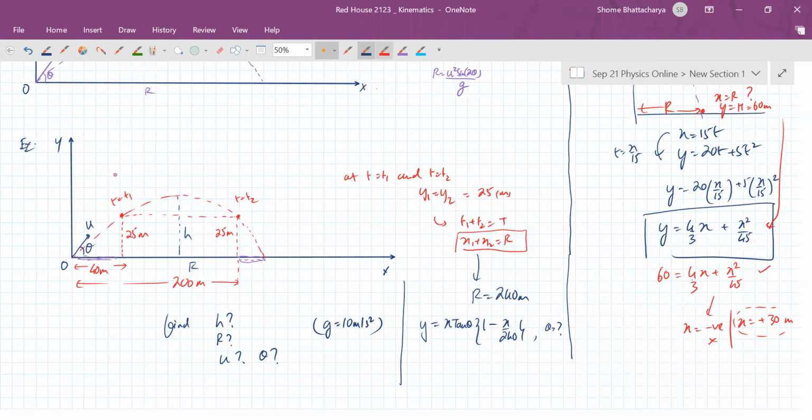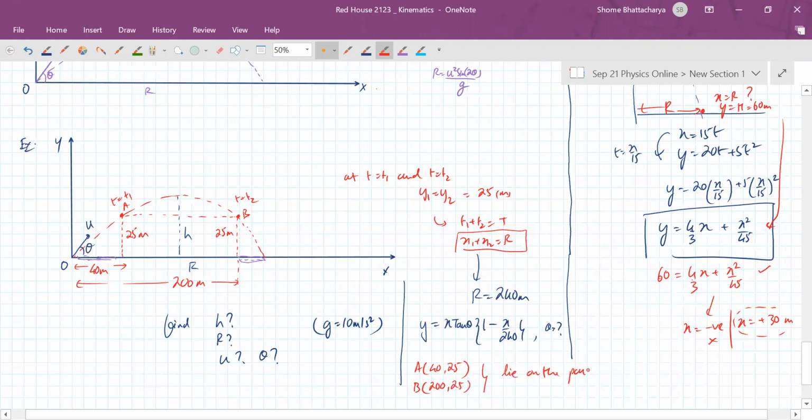Now, if I label this point here as A and this point here as B, point A has an x coordinate of 40 and a y coordinate of 25. Point B similarly has an x coordinate of 200 and a y coordinate of 25. Both of these lie on the parabola, so they should satisfy the equation of trajectory.